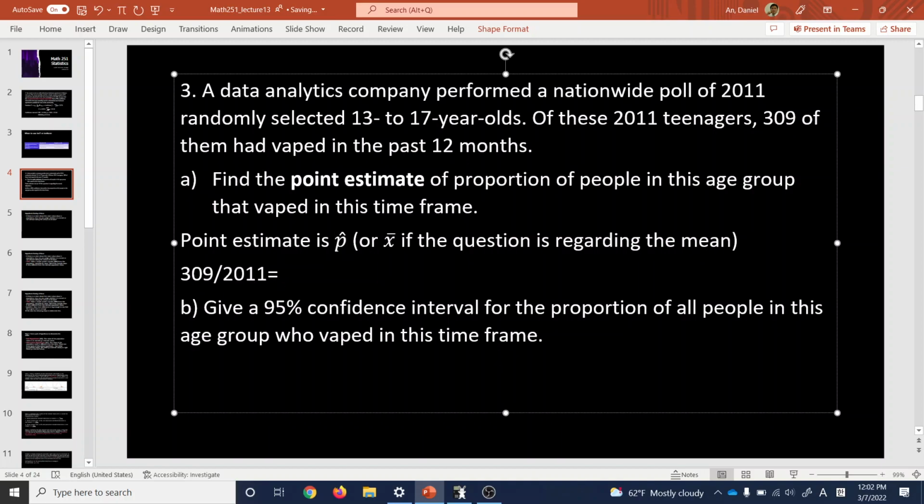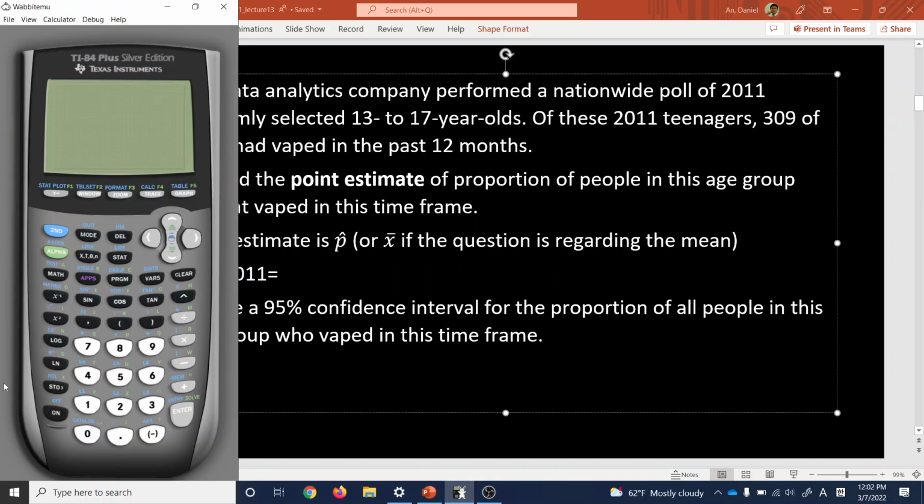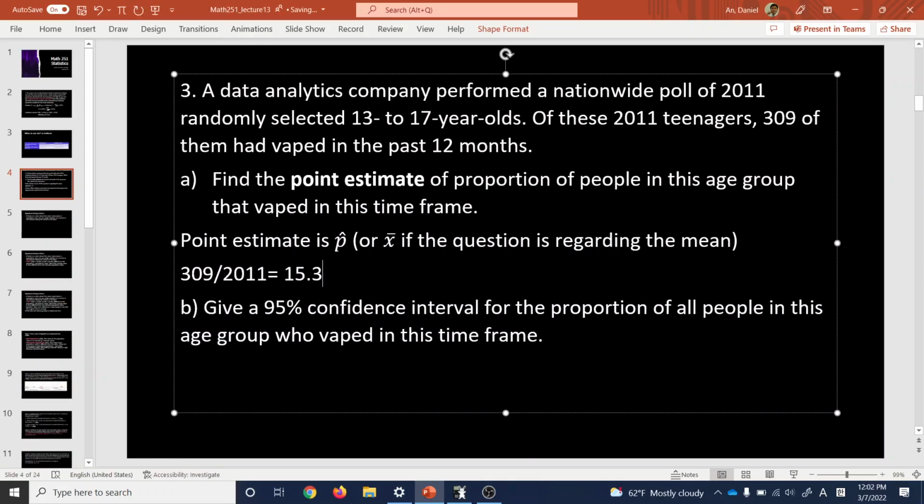Okay, so since 309 teenagers vaped out of 2011, let's see what that amounts to. 309 divided by 2011. Okay, enter. 0.1537 or 15.37%. Okay, so from this sample, 15.37% vaped. So that's our best guess, right?